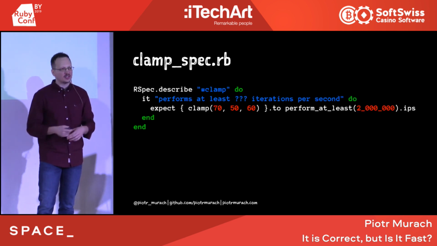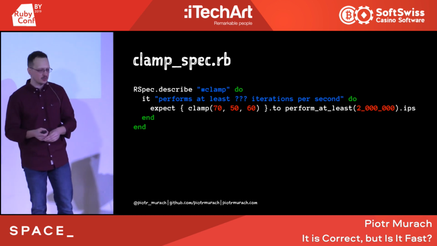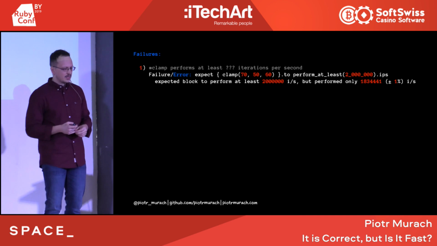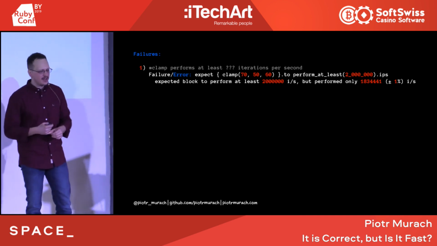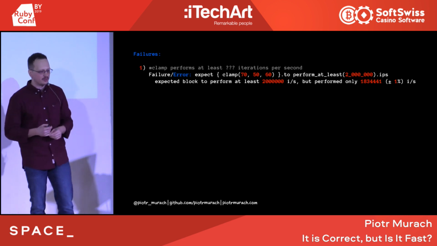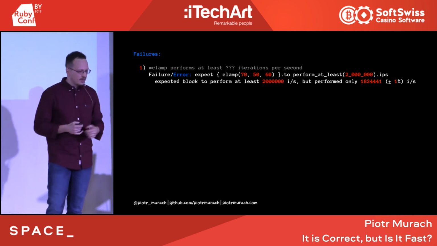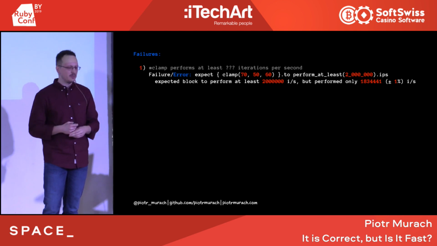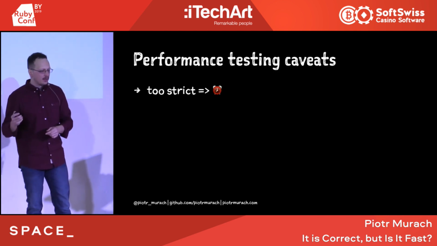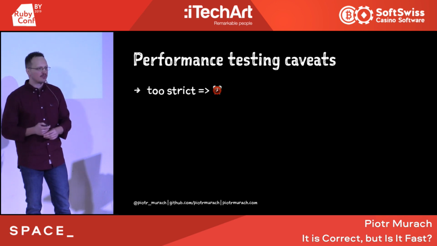Let's say I decide that this method is going to have 2 million iterations per second because I have no idea, I have to start somewhere. And I run my tests, and I get a failure message, which actually gives me the actual number of iterations performed when I call this method, which is below the 2 million that I guessed. And this leads me to some performance caveats.